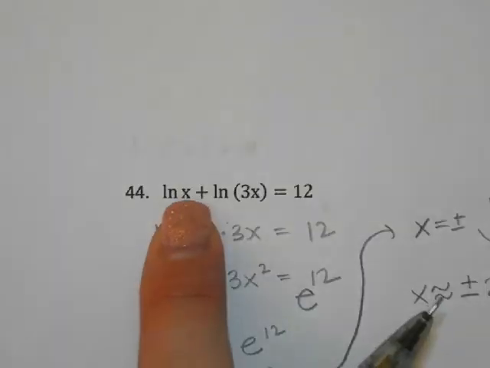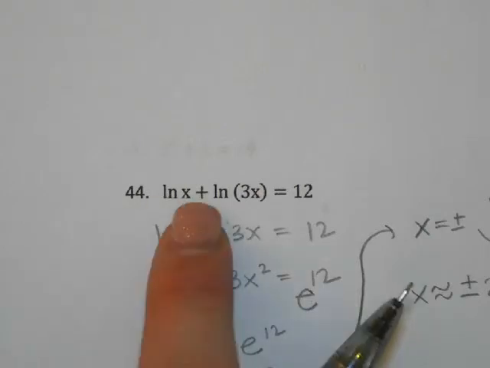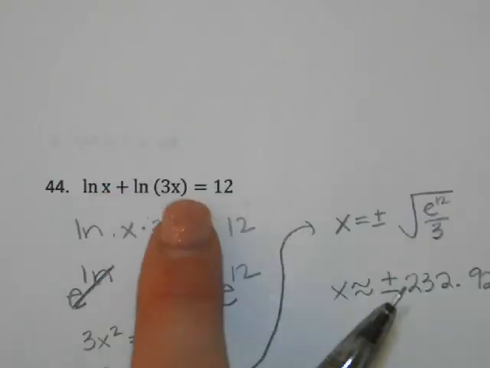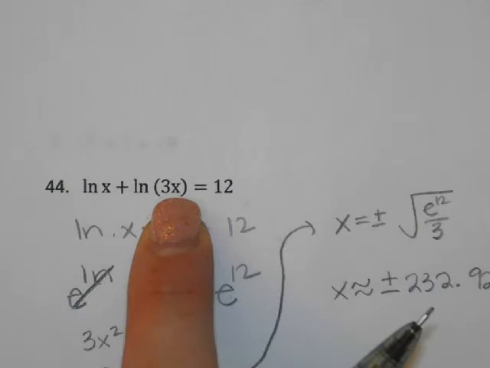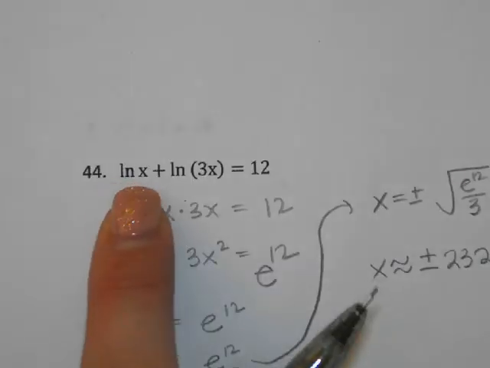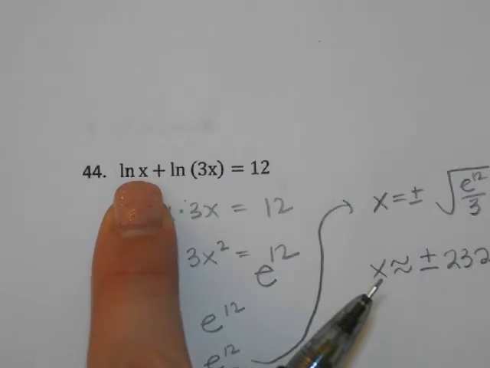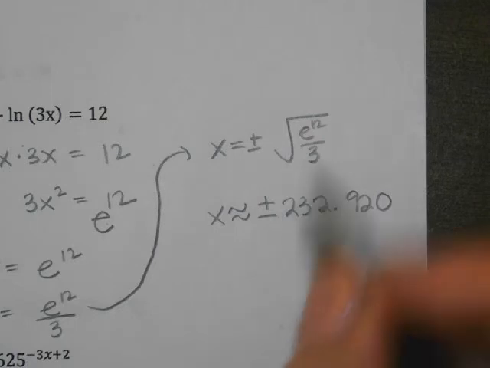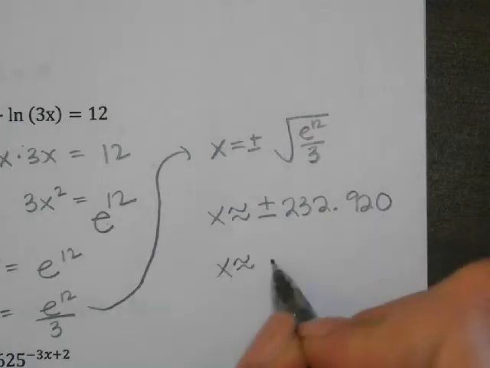If I plug in positive 232, is that good? ln of positive 232, ln of 3 times positive 232. Still good, still positive. If I plug in negative 232, am I going to be okay? No, it's not going to work. So that means that I can't use both of those answers. I only get the positive one.